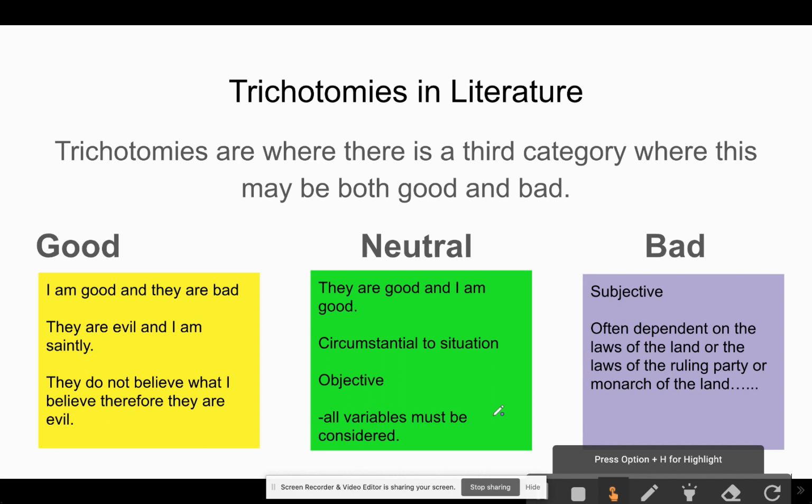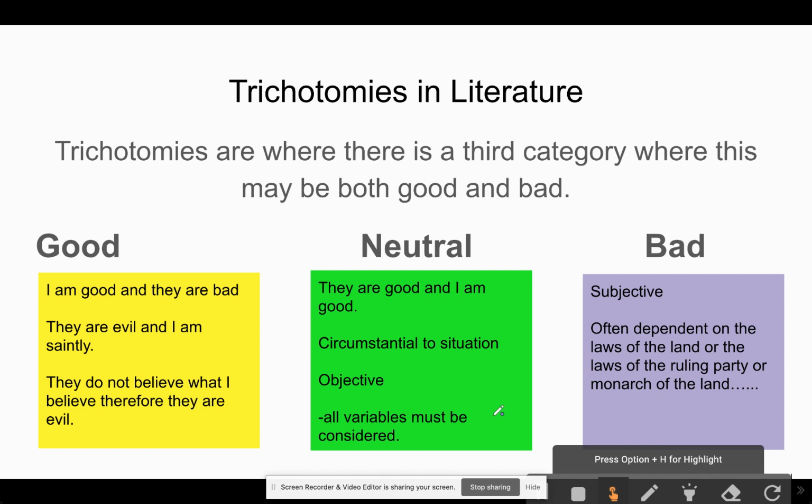But there are also trichotomies in literature. Trichotomies are where there is a third category where this may be good or bad or both. So good: I am good, they are bad. They are evil, I am saintly. They do not believe what I believe, therefore they are evil. Then there's bad over here. It is very subjective. It is often dependent on the laws of the land or the laws of the ruling party or monarch in the land.